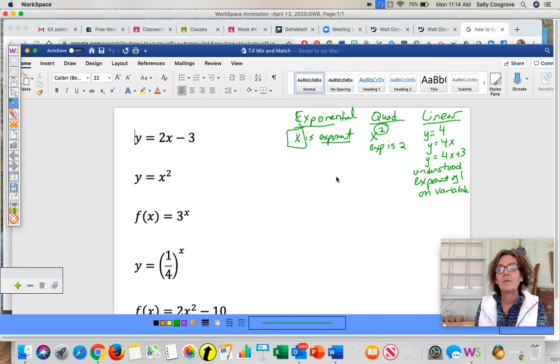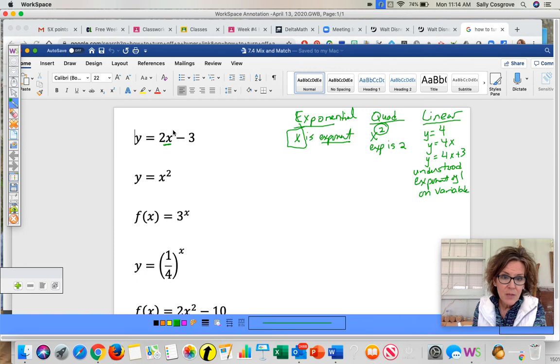So let's go in and look at some of these examples. The ones that we don't do, you can do on your own. So here's the first one, y equals 2x minus 3. What's our strategy? We're going to zoom in on where x is. Well, where's x? Right here. Okay, so let's see. Is x the exponent? 2x. No, x isn't the exponent. It's 2 times x. It's not 2 to the x power. All right, so x isn't the exponent. It's not exponential. Go to the next one.